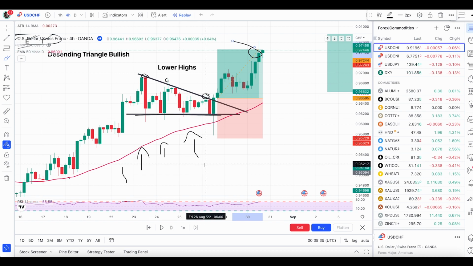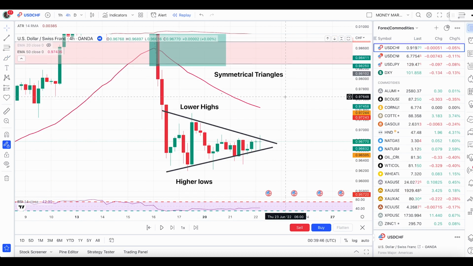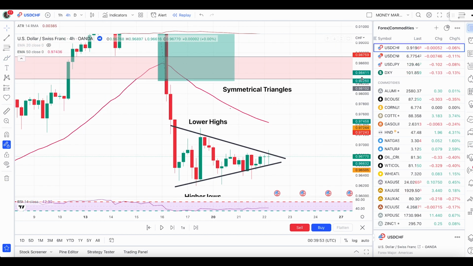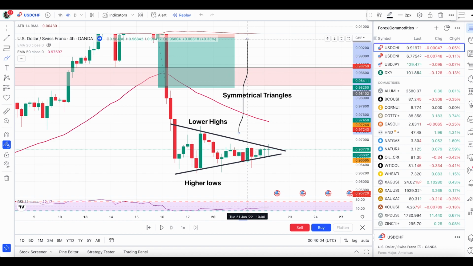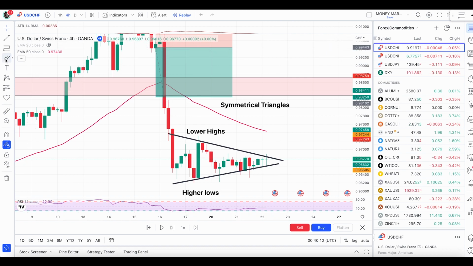And let me show you one more pattern, which is symmetrical triangles. Now this pattern can be bullish or bearish, both, and if you are taking a bearish trade, it happens in a downtrend. Price is now pushing down and then it forms this pattern. Now if you want to take a bullish trade, it will happen in an uptrend and the pattern will form something like this.